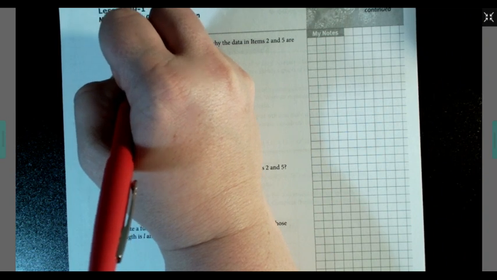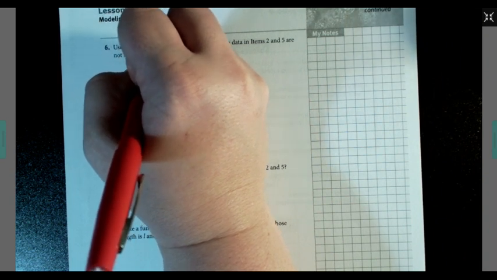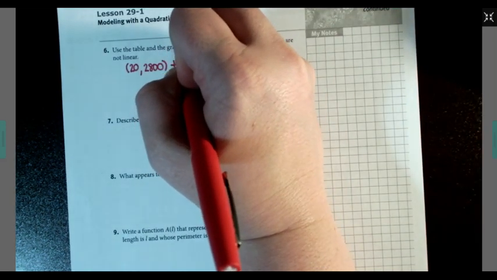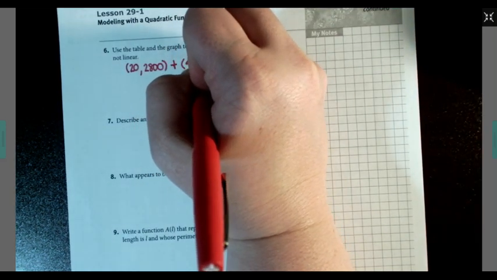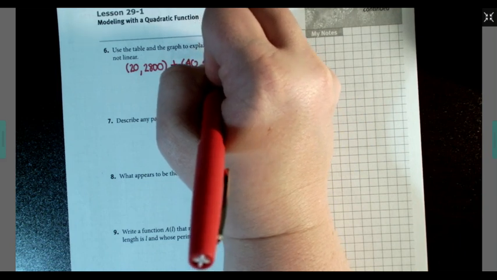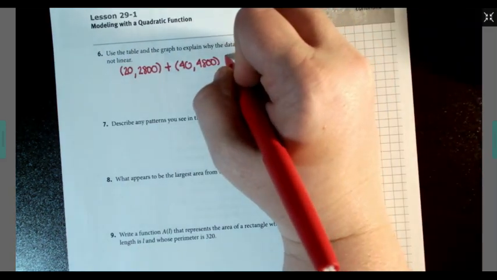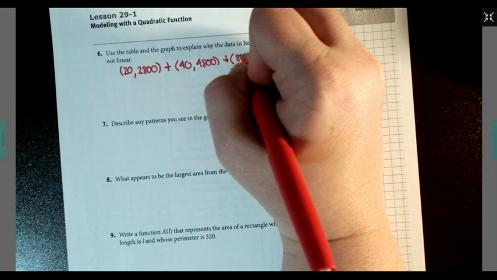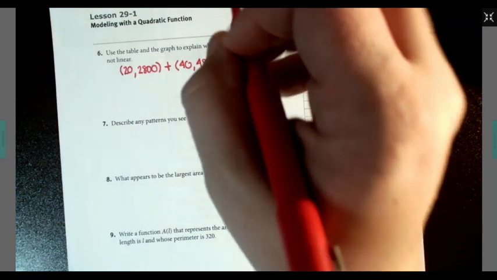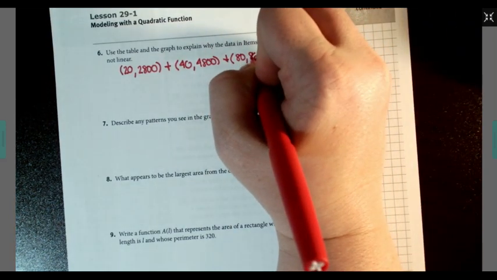We can look at the ordered pair 20, comma 2,800 and 40, comma 4,800. And lastly, we'll look at 80, comma 80. Oh, no, 80, comma 6,400. Sorry.